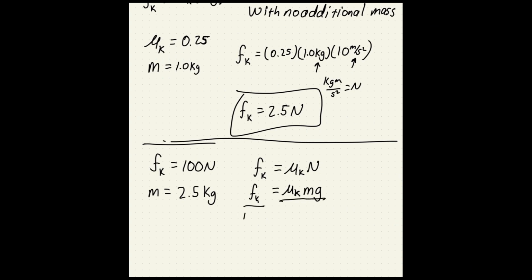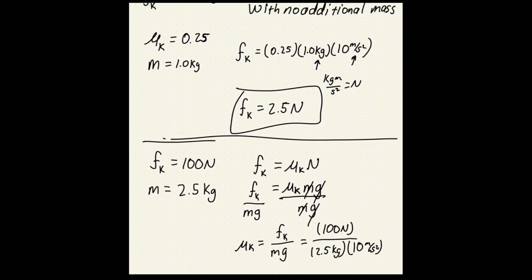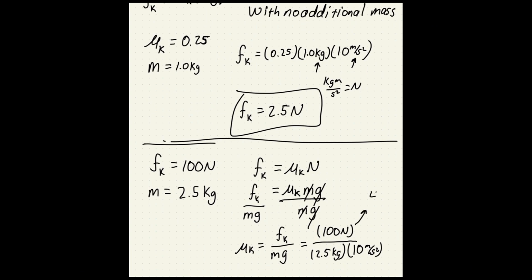I'm going to divide both sides by mg because I want to isolate that kinetic friction coefficient. Those cancel out, and what I'm left with on my left side is mu sub k, and that will be equal to my friction force divided by mass, and also divided by the gravitational acceleration constant. That would be 100 newtons for my force of friction, 2.5 kilograms for my mass, and then 10 meters per second squared. Plug that into my calculator, and I will get somewhere around 4.